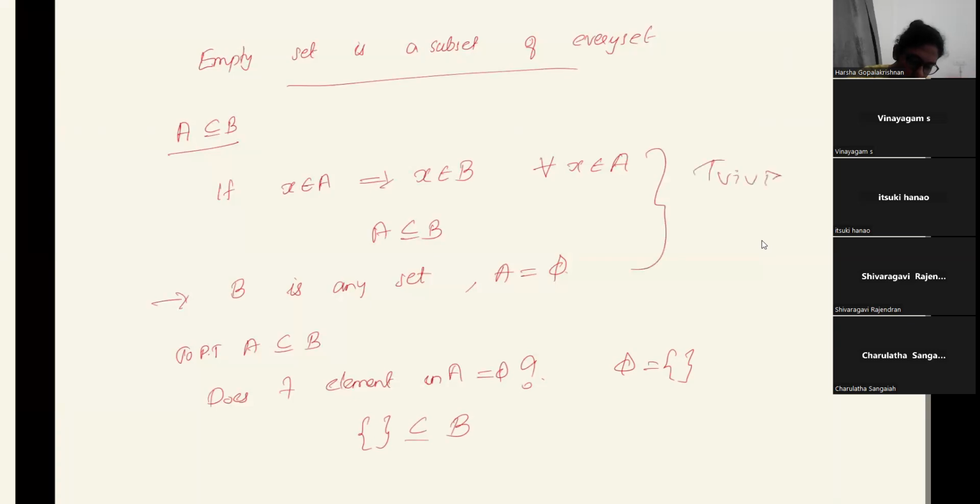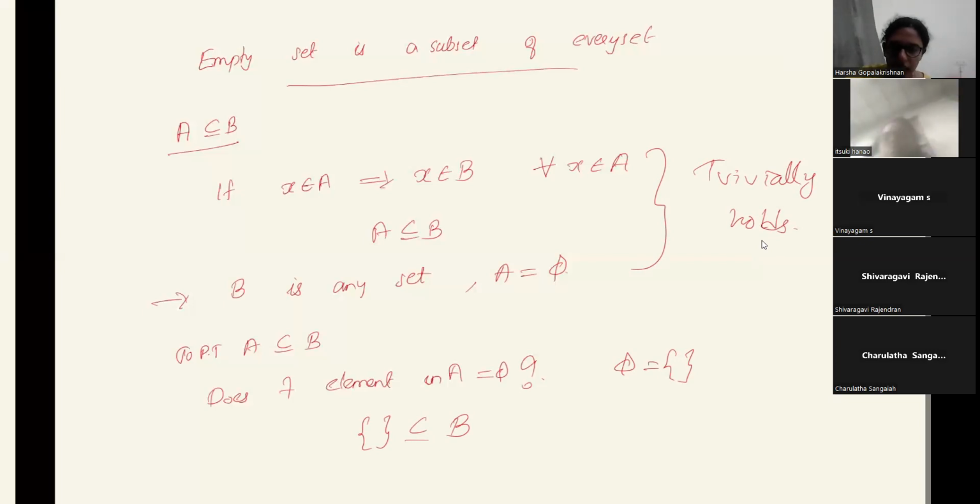But there is no element in A, ma'am. How to check this? What the definition says is, for every x in A, x should belong to B. If there is no x in A, we don't need to check, right? Okay, ma'am. Thank you.